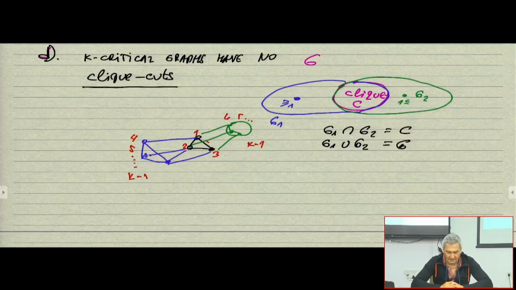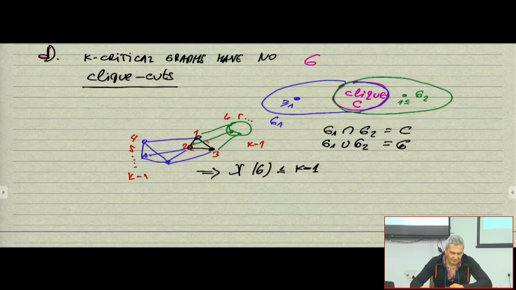So I save some colors because here I use the same colors 1, 2, 3 here and here, for both parts. This implies that the chromatic number of our graph will be smaller than or equal to k-1. And that's it. This is how we prove it.